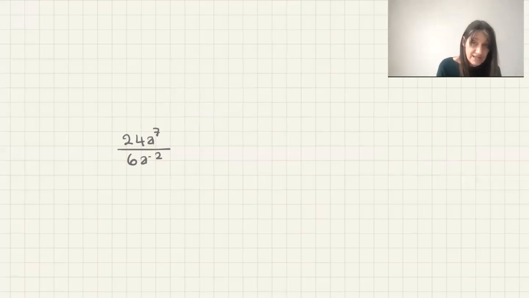Okay, so just as in the times questions, if you've got more than one element going on, you will do them in stages. So we're going to do these numbers first. This is 24 divided by 6. 24 divided by 6 is 4. And then I've got a to the 7. It's a divide, so it's a take question. So my power is 7. I've got to take away negative 2. That's creating a plus, and 7 plus 2 is 9. So it's a to the 9 as a final answer.